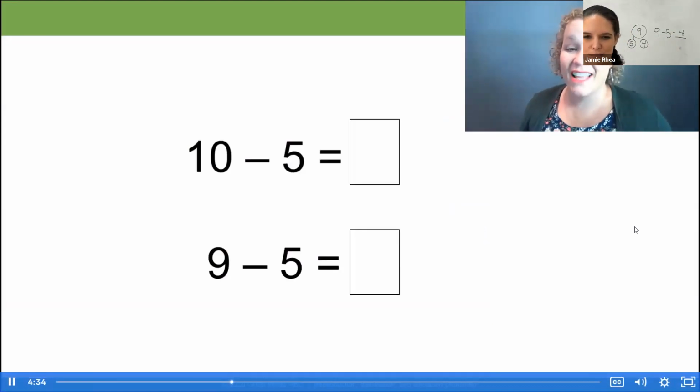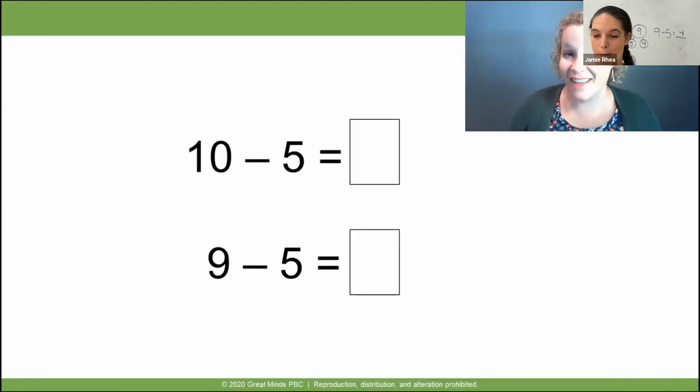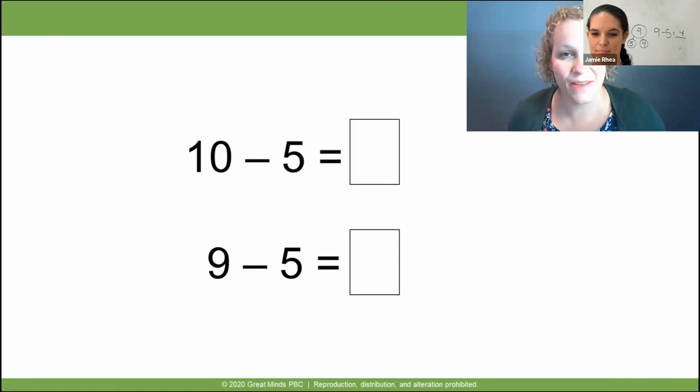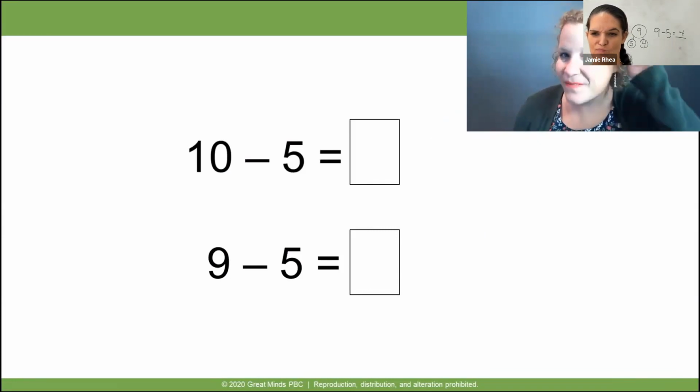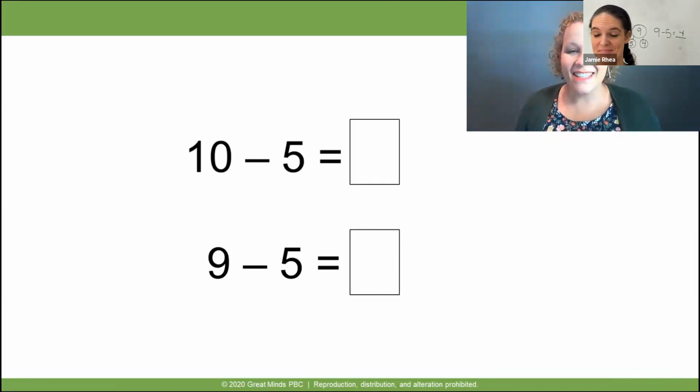Here's the fun part. Let's compare our work for 10 minus 5 and 9 minus 5. How are the two problems related to each other? Did you notice they both are taking 5 away? 9 is 1 less than 10, and in both problems, we're taking away 5.